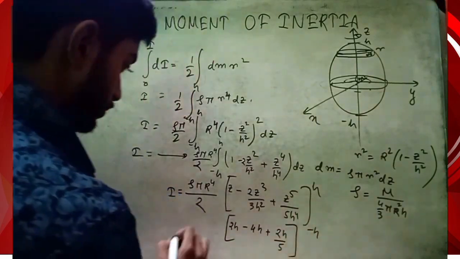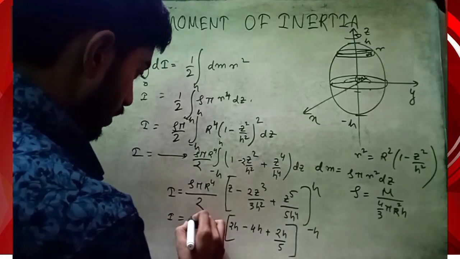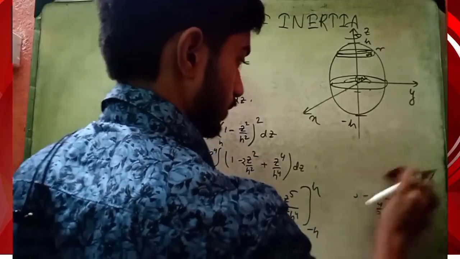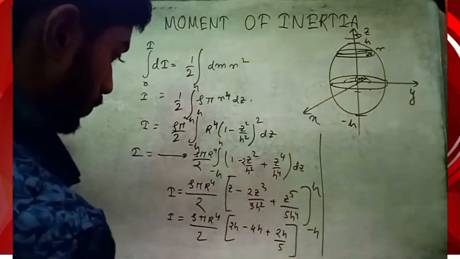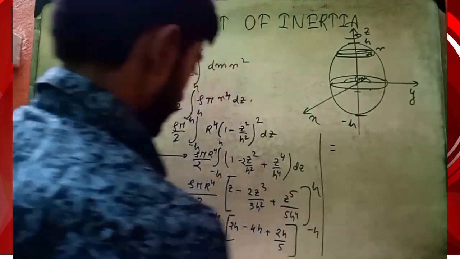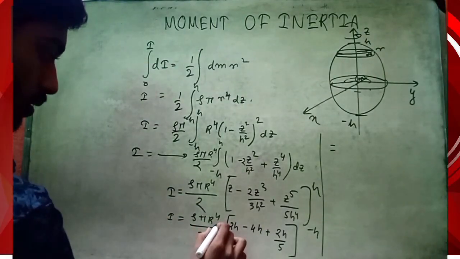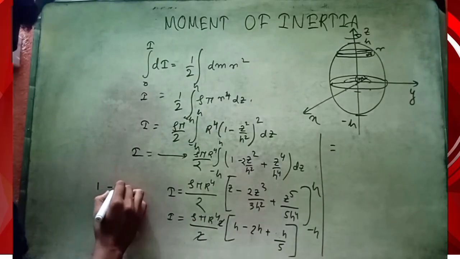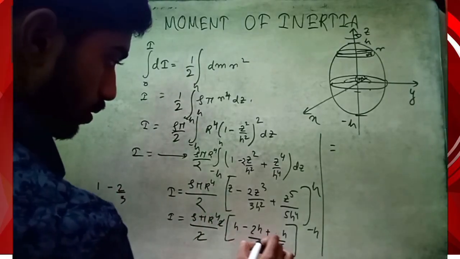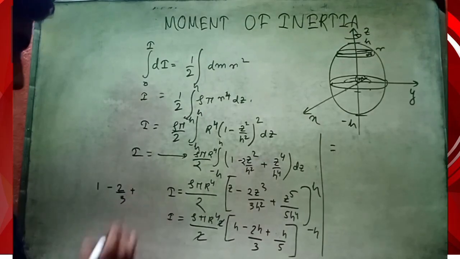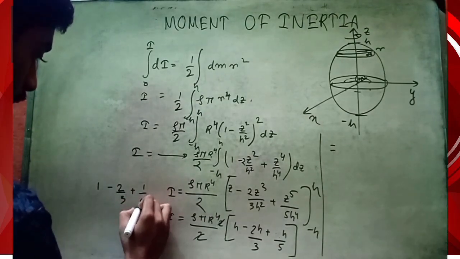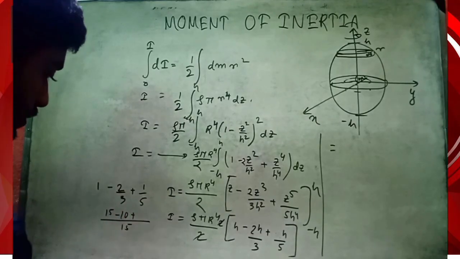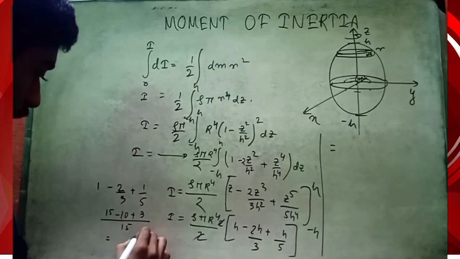so now I is rho pi r to the power 4 divided by 2. Now this value, 2 is common and 2 cancels. The value is 1 minus 2 by 3 plus 1 by 5, which equals 15 minus 10 plus 3, which is 8 by 15.